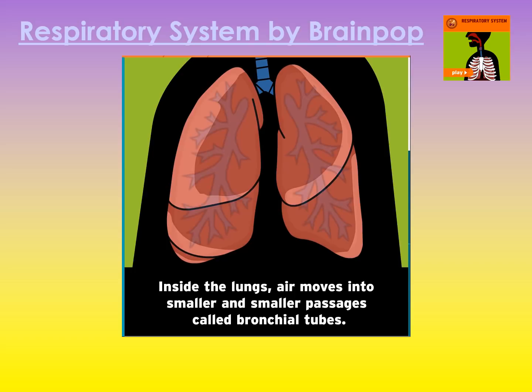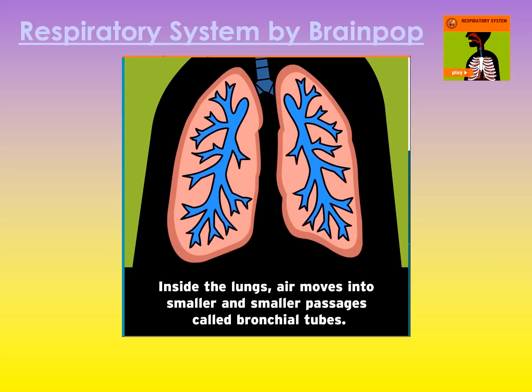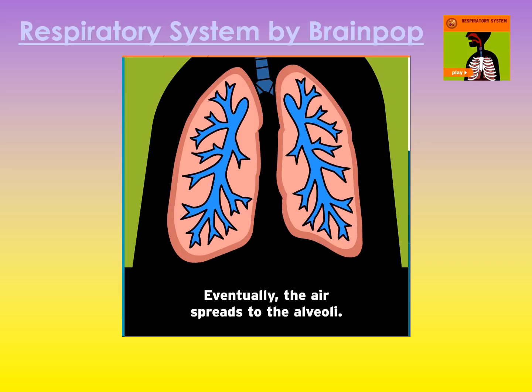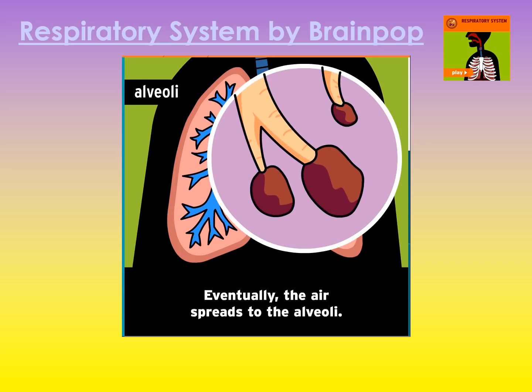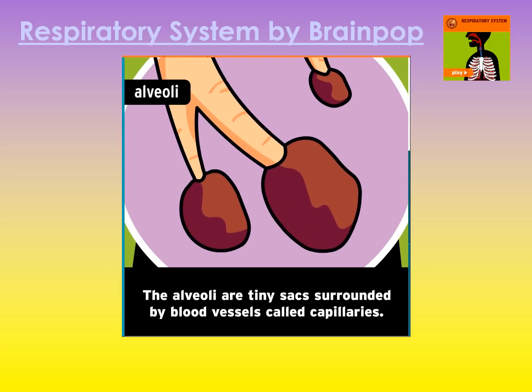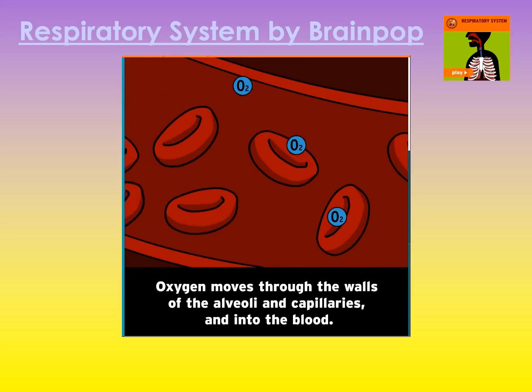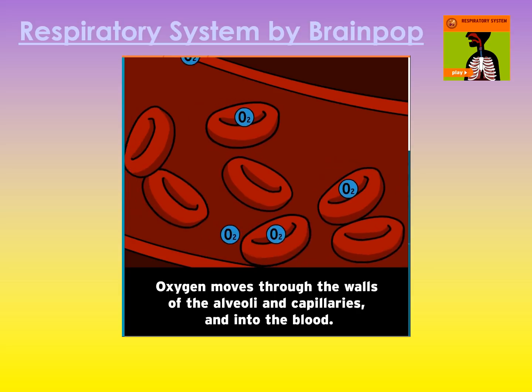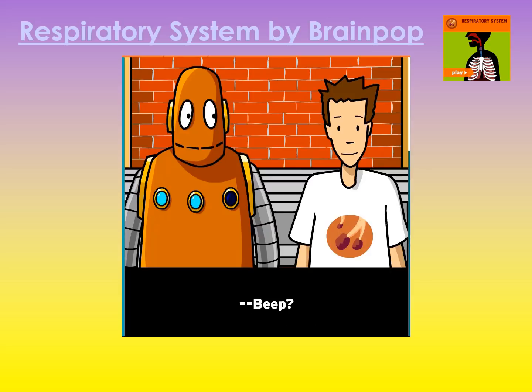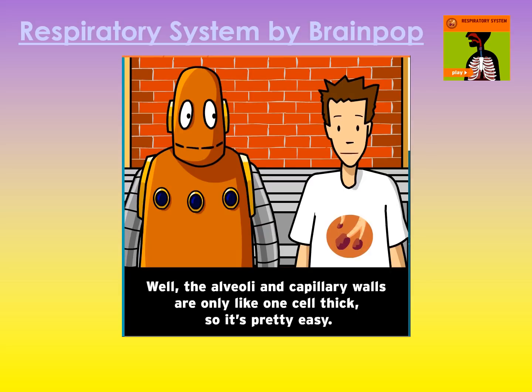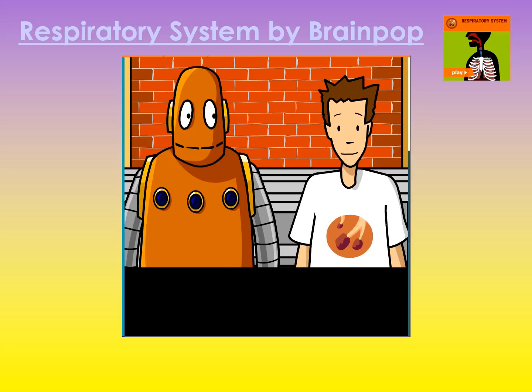Inside the lungs, air moves into smaller and smaller passages called bronchial tubes. Eventually, the air spreads to the alveoli. The alveoli are tiny sacs surrounded by blood vessels called capillaries. Oxygen moves through the walls of the alveoli and capillaries and into the blood. Well, the alveoli and capillary walls are only like 1 cell thick, so it's pretty easy.